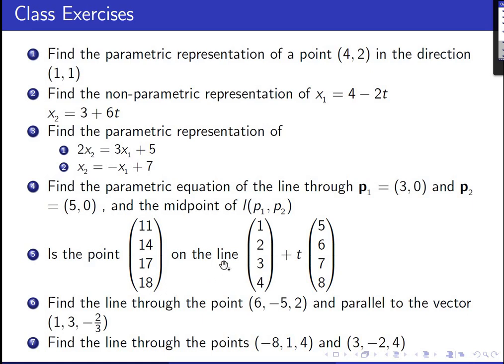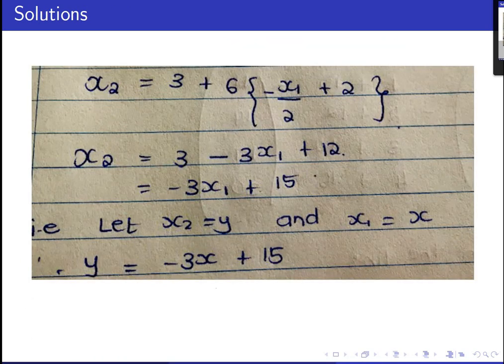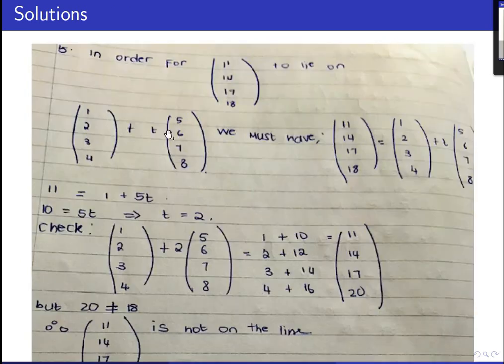This point will lie on the line if and only if we can find a value t such that when we add these two vectors, we get (11, 14, 17, 18). So we need to find the unique value of t that satisfies our equation. How we do that, I have a very clear detailed solution here. So we must have that equation and solve for t.